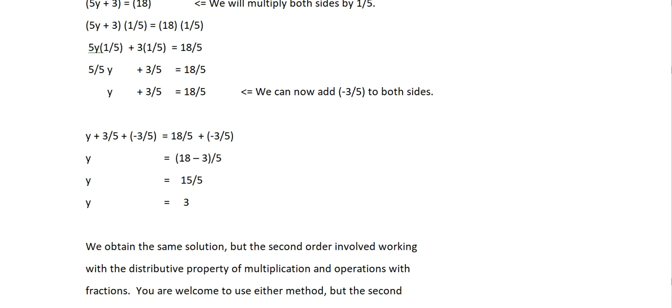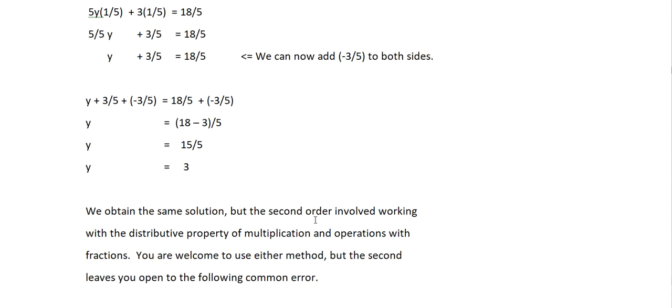Let's apply the addition principle. We're going now to get y by itself. We're not going to add a negative 3. We're going to have to add a negative 3/5. We're going to add a negative 3/5 to both sides. So y plus 3/5 minus 3/5. 18/5 plus 3/5 plus a negative 3/5.